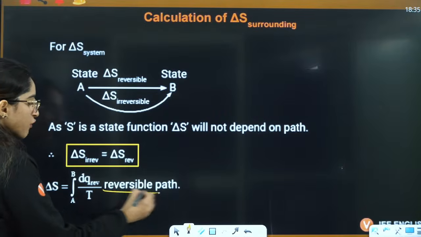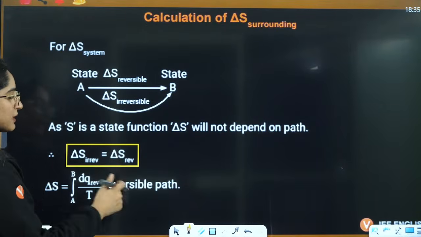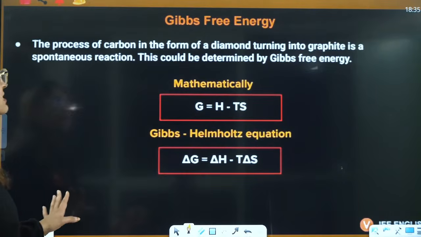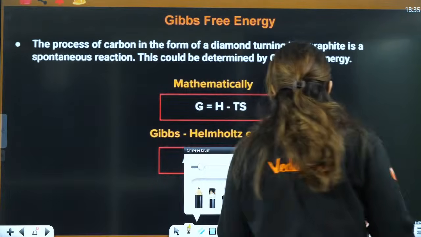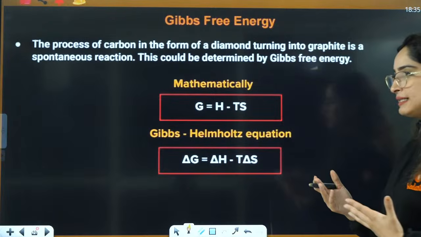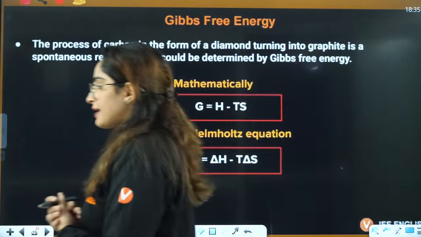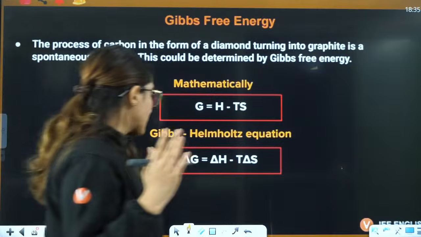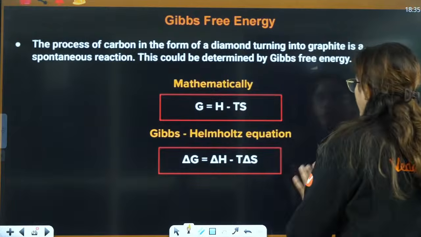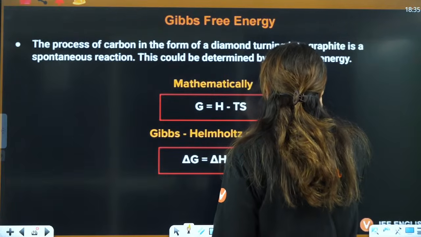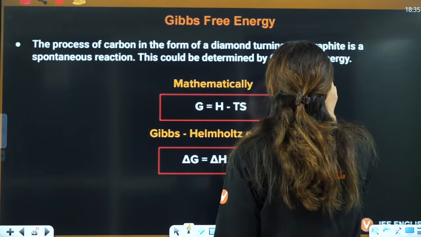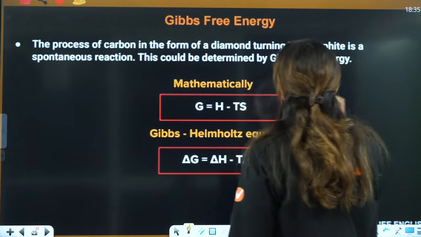As this is there for the reversible path, the same thing will be there for the irreversible path. Okay? Yes, everybody? Now, moving ahead, let's understand a very important equation. So many questions are asked based on the Gibbs Helmholtz equation. Mark it important, very, very important.